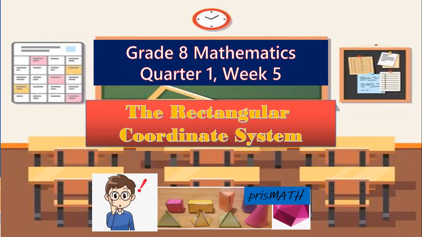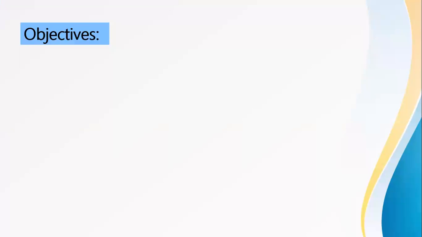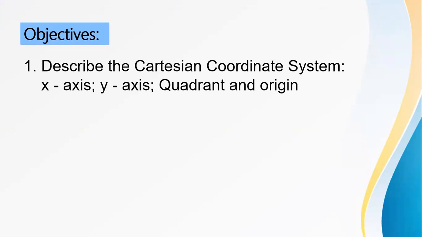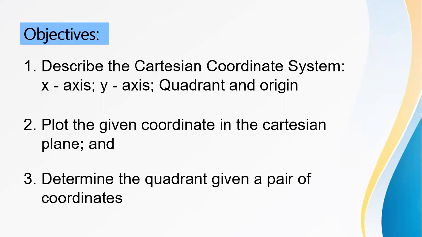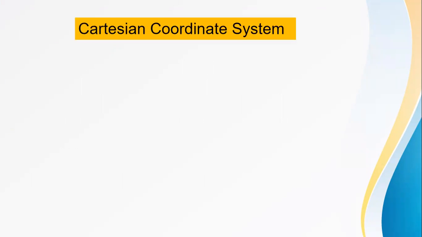And our topic is all about the rectangular coordinate system. The objectives of this lesson: describe the Cartesian coordinate system, x-axis, y-axis, quadrant, and origin. Plot the given coordinate in the Cartesian plane and determine the quadrant given a pair of coordinates.